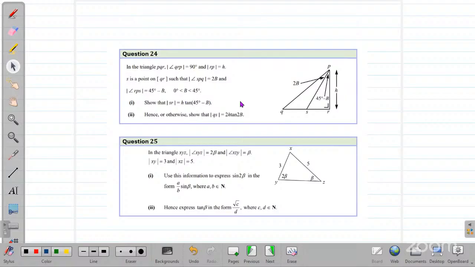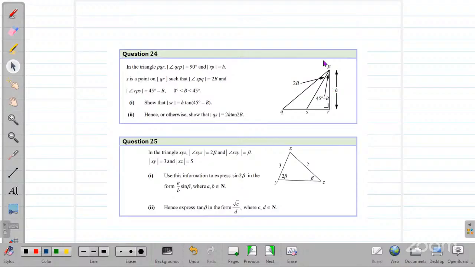So here in question number 24, in the triangle PQR, angle QRP is equal to 90 degrees and RP is equal to H. S is a point on QR such that angle SPQ is equal to 2B and RPS is equal to 45 minus B. Show that the length SR is equal to H tan (45 minus B).